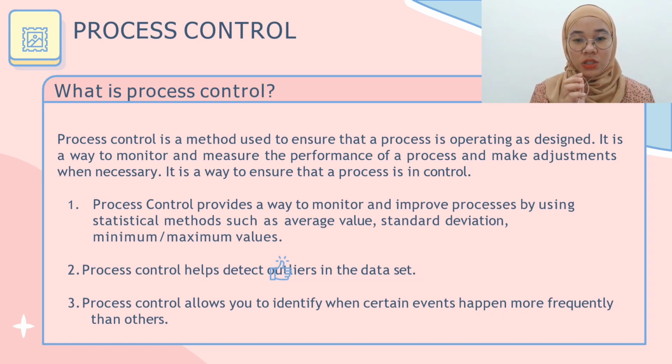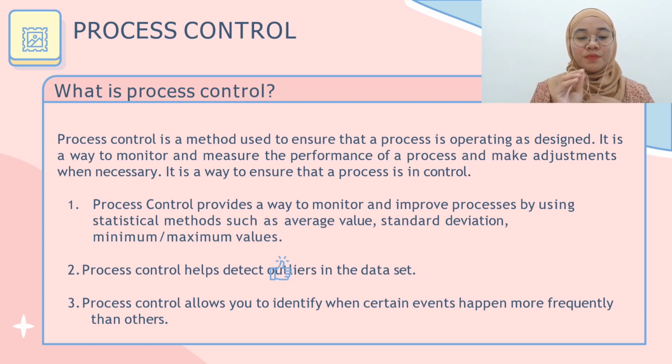Okay, now let's move to the process control. Process control is a method used to ensure that a process is operating as designed. It is a way to monitor and measure the performance of the process and make adjustments when necessary. It is a way to ensure that a process is in control.